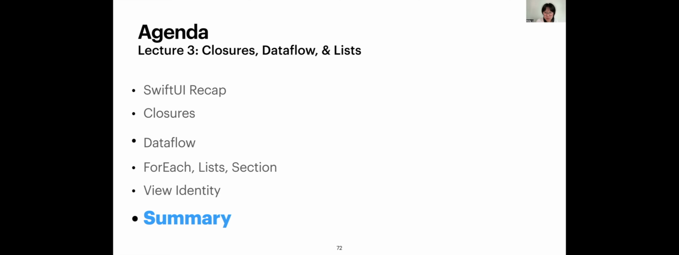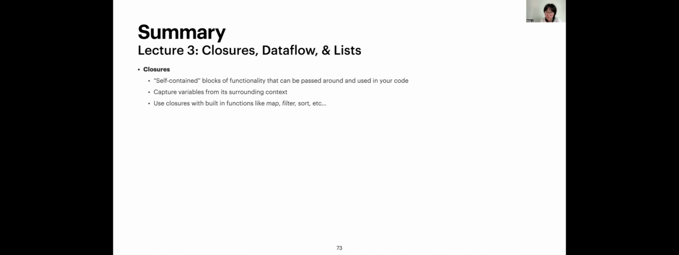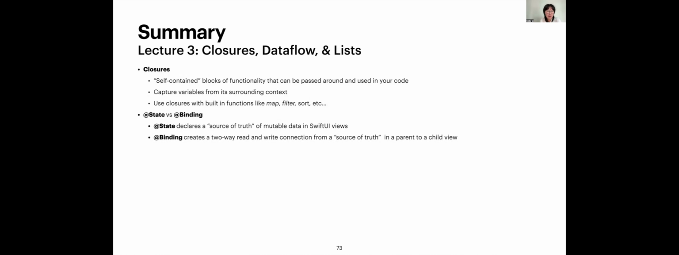Okay, so let's wrap up with a summary. So today we went through closures, self-contained blocks of functionality that capture variables from their surrounding context. They are like lambdas in Python. You will use them with built-in functions like map, filter, sort, and extensively throughout SwiftUI. @State and @Binding.